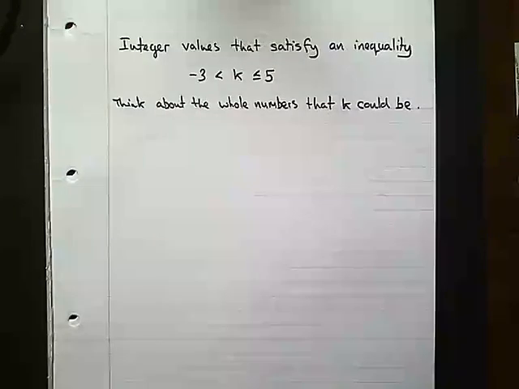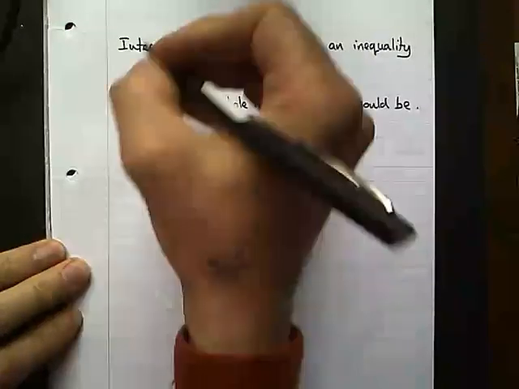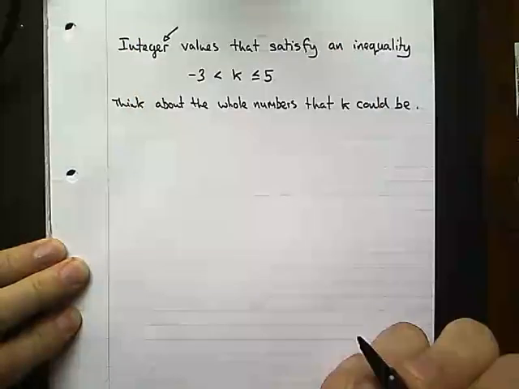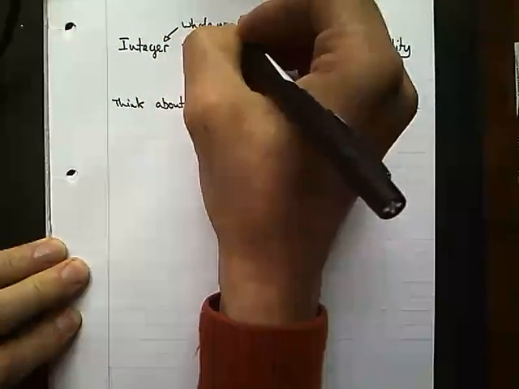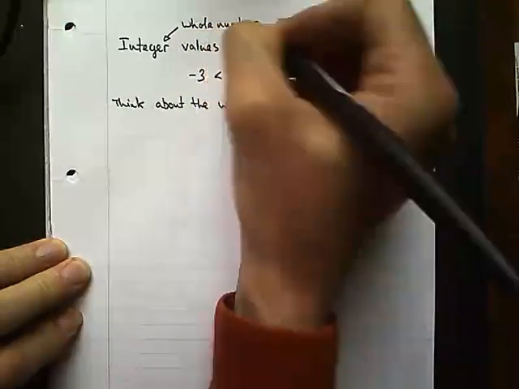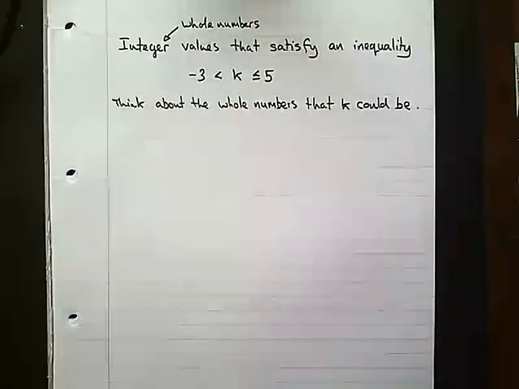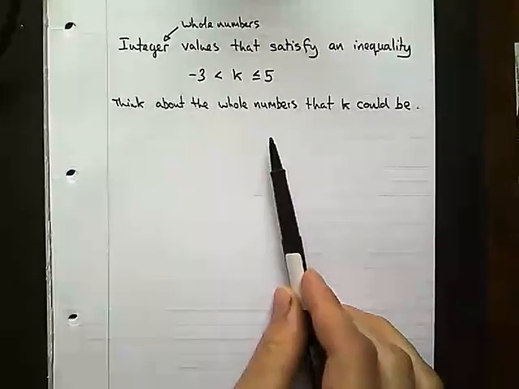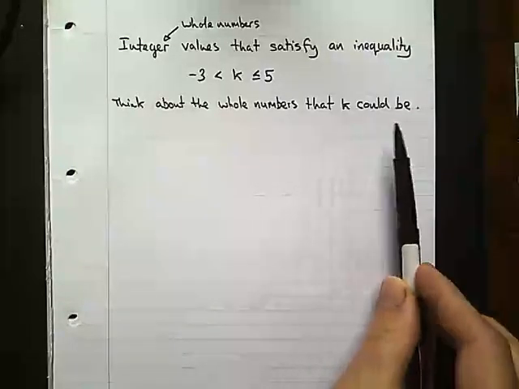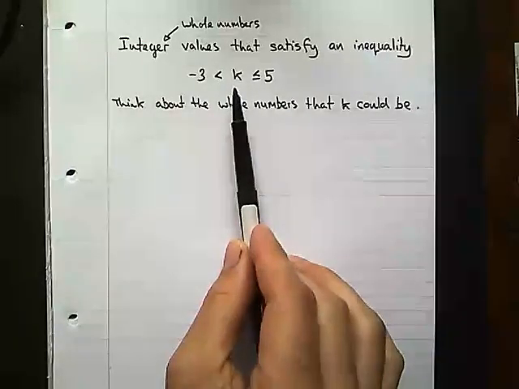Hello. So we're going to look at integer values that satisfy an inequality. The word integer just represents all whole numbers. They could be positive or negative or zero. So what we want to do is think about the whole numbers, the integer values, that k could be in this inequality.